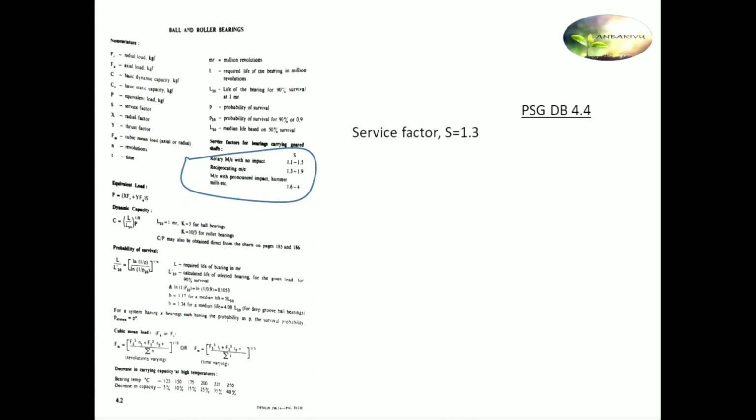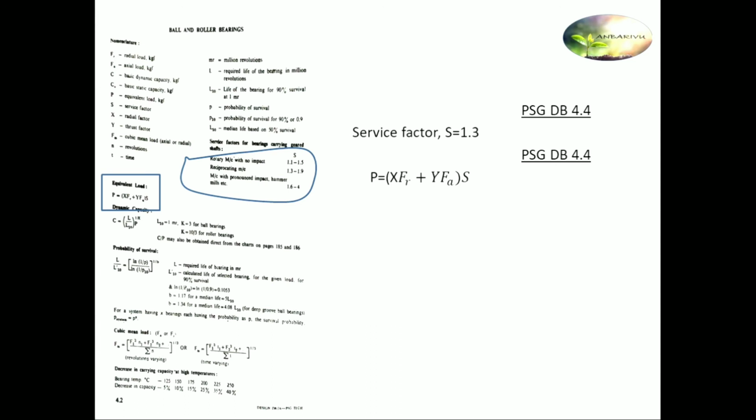Next, service factor from the PS data book 4.4. The service factors are available for bearing carrying geared shaft. Here in this problem they didn't mention what type of machine they are using. So I am assuming some value taken from this table. Service factor S equal to 1.4.